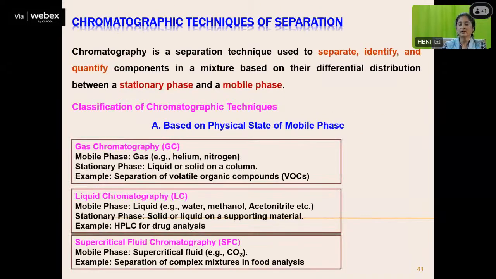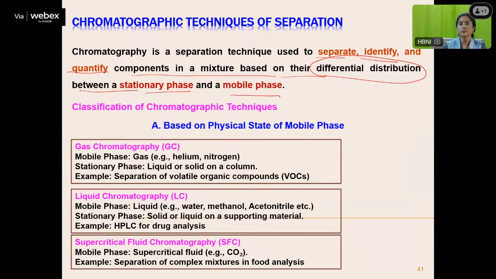Now let us see the chromatographic techniques of separation. Chromatography is a separation technique used to separate, identify, and quantify components in a mixture based on their differential distribution between a stationary phase and a mobile phase.